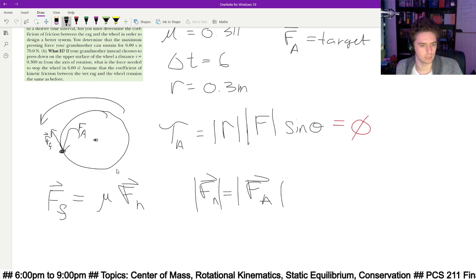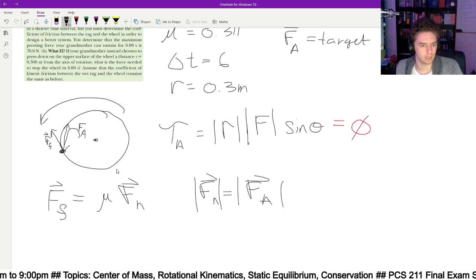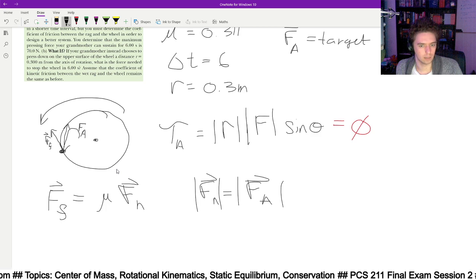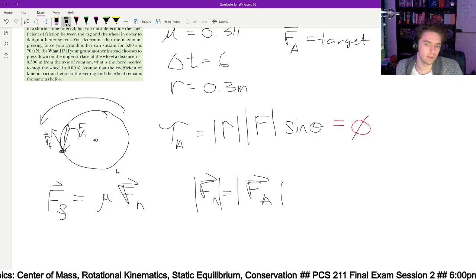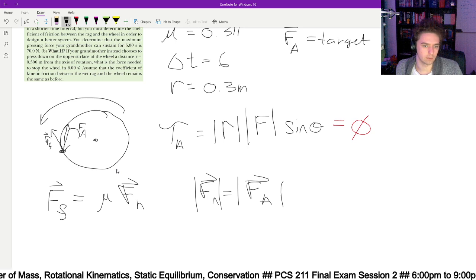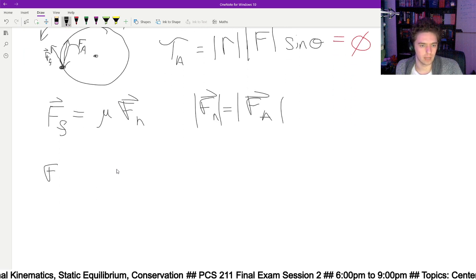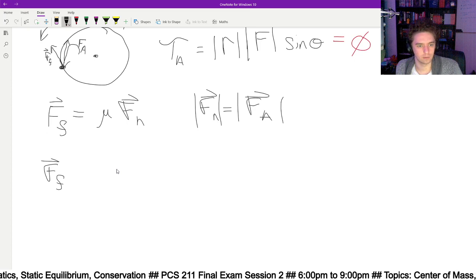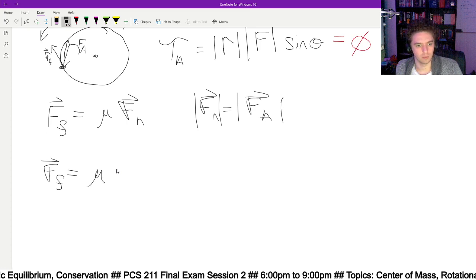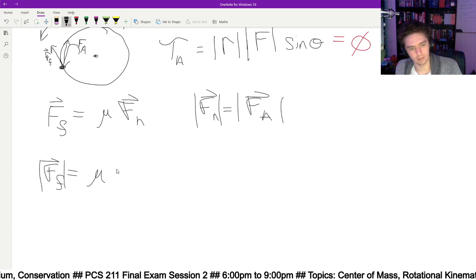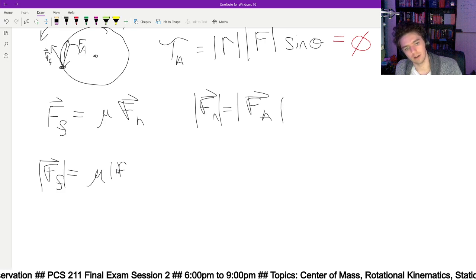So the normal force is going to push back up against the applied force with the same magnitude, and that's going to be the normal force that we want here for friction. So now we have a new equation: Ff, force of friction, equals, I should put magnitude bars around this, mu times magnitude of Fn, or Fa, sorry.